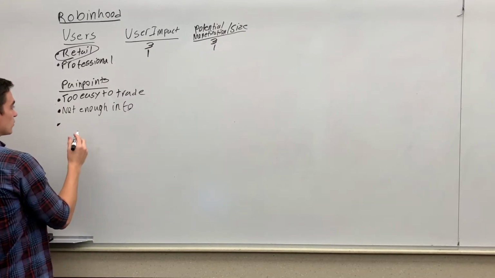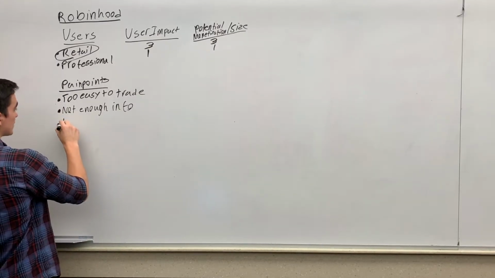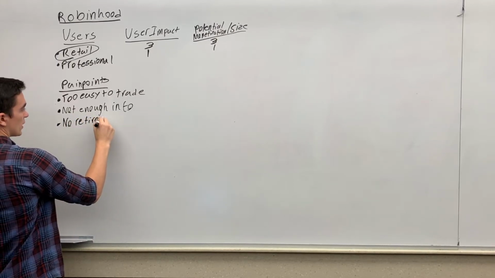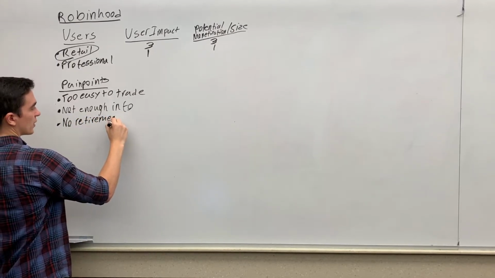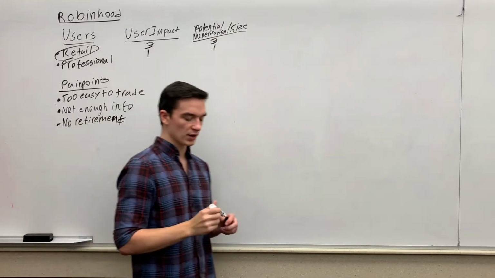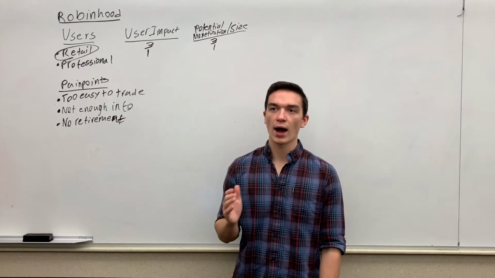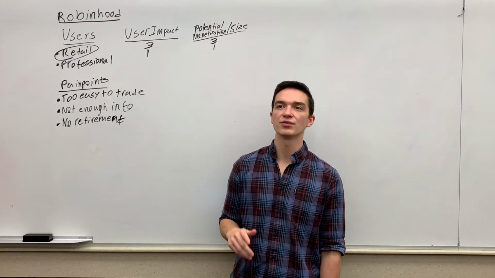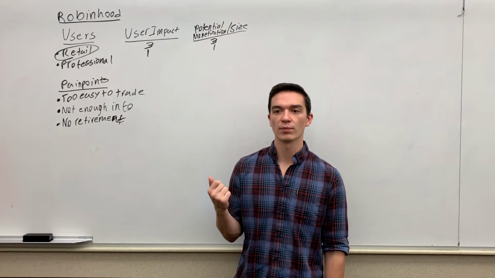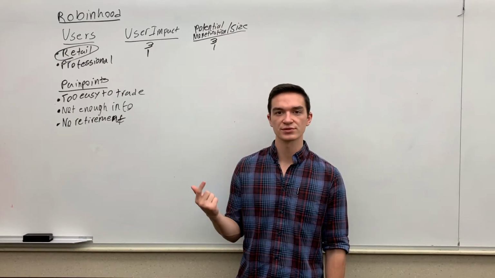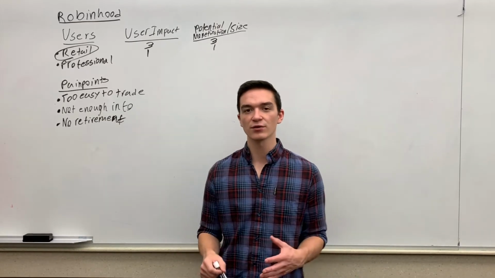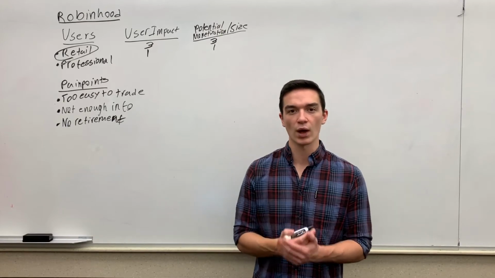I think the final pain point that I can think of right now is that there's no retirement options. And what I mean by that is, I personally have, I think, 4 or 5 different accounts for buying stocks, options, bonds, or any of those. And the reason I have so many accounts is because none of them really do one thing well.